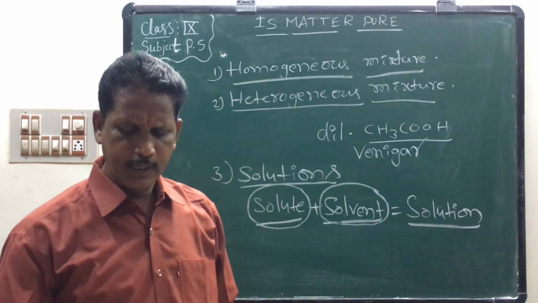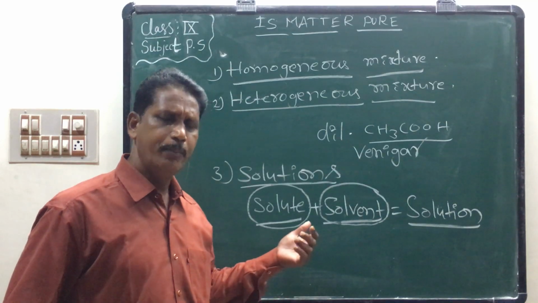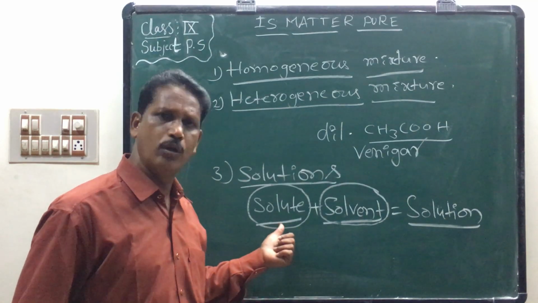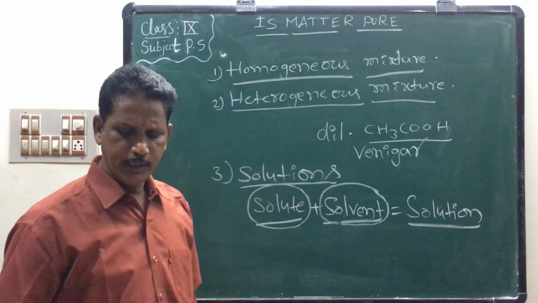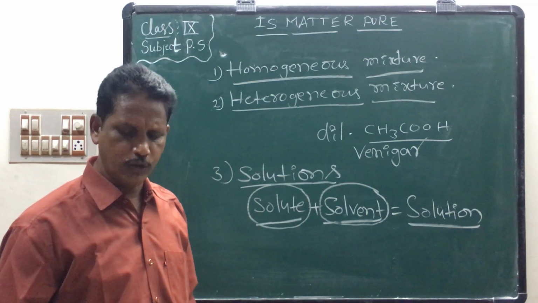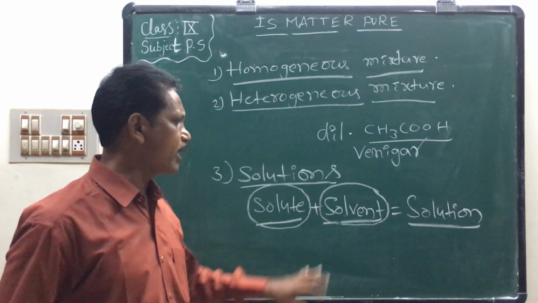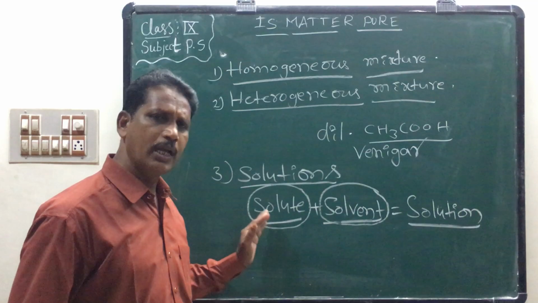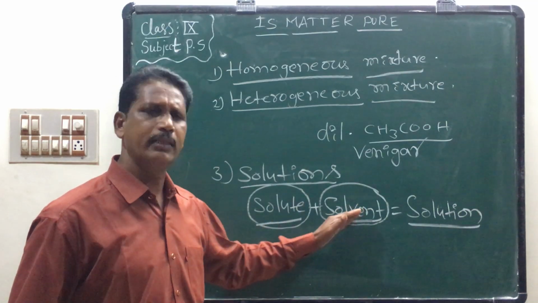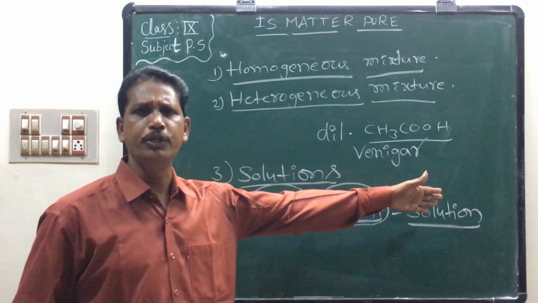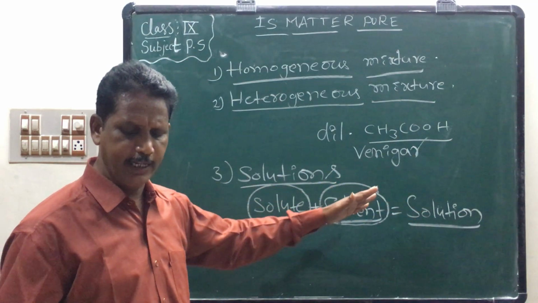Next one. A solution has a minimum of two components. The first component is solute, another component is solvent. The component of the solution that dissolves the other component. One substance, the solute, dissolves in another substance to form a solution. A solution is a homogeneous mixture.